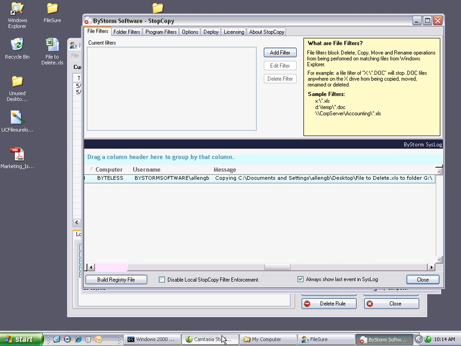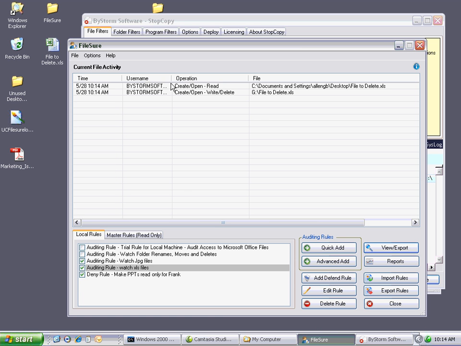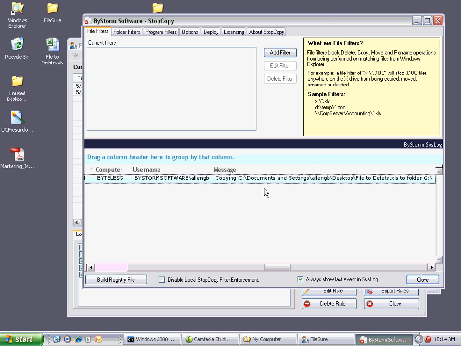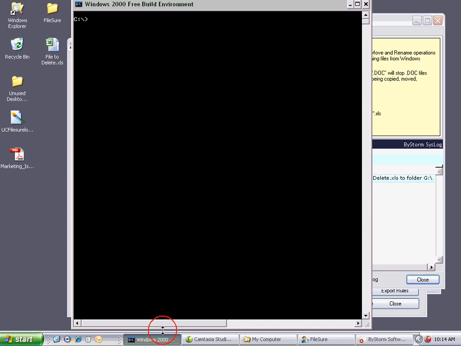If we come over to FileSure, where's FileSure? Here it is. We'll see that Gene Allen at this time did a read on this file, which is the one we started with, and then a write to that file. That is pretty much the major difference. You notice this doesn't say copy. It says read and then write. This says copy.